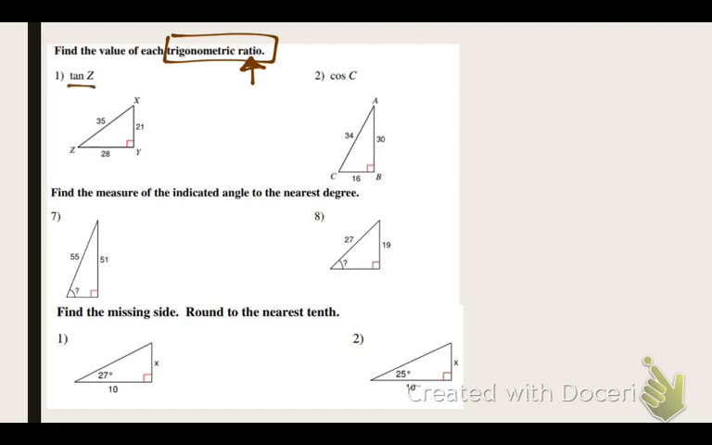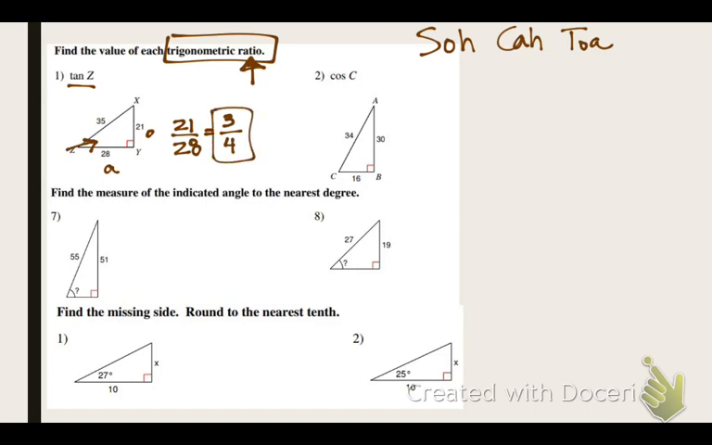So number 1 says tangent of z. From angle z, I need to find the ratio that is tangent from SOHCAHTOA. What is tangent? Opposite over adjacent. So what is the opposite side? 21. What's the adjacent? 28. So you would write a fraction 21 over 28. Do we reduce in math? Yes, we do. They're both divisible by 7, so it's going to be 3 over 4. All right, so that would be your final answer.